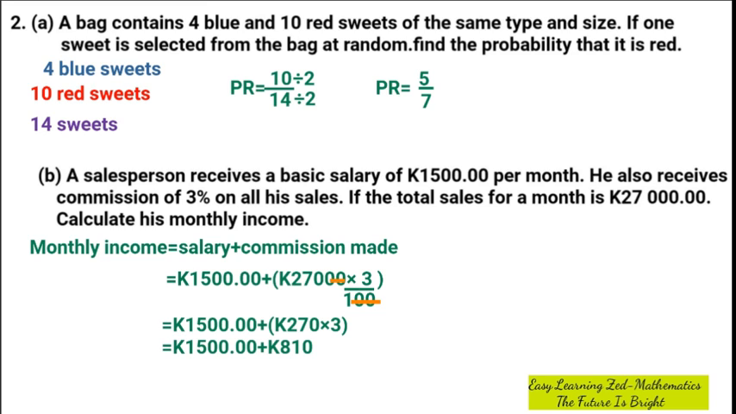Then I'm going to add 1,500 kwacha plus 810 kwacha, which will give us 2,310 kwacha as his monthly income. So that was his monthly income, 2,310 kwacha. Okay, let's go to the next question.